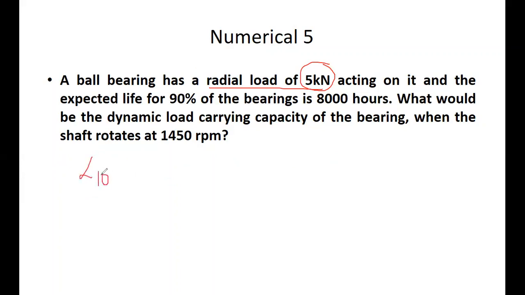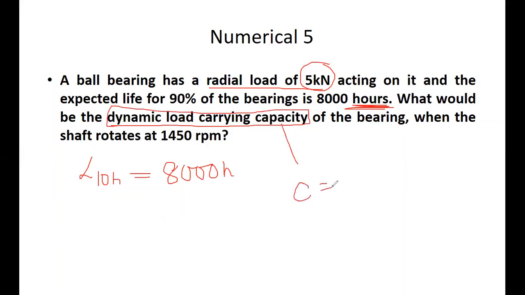90% bearings is L10. And since the bearing life is given in hours, L10H is given. If L10 is given, it would be in million revolutions. And if L10H is given, then the life will be given in hours. So here it is in hours, and the value of L10H is 8,000 hours. What would be the dynamic load capacity, dynamic load rating, whatever the word is used, that is C. So we are told to find out the dynamic load carrying capacity C.